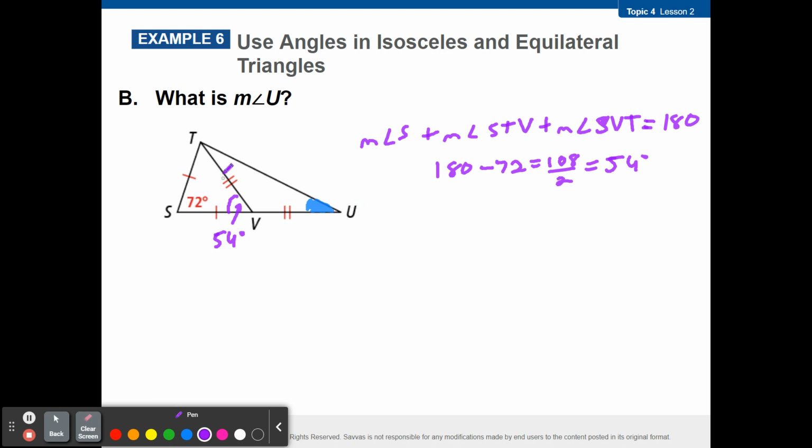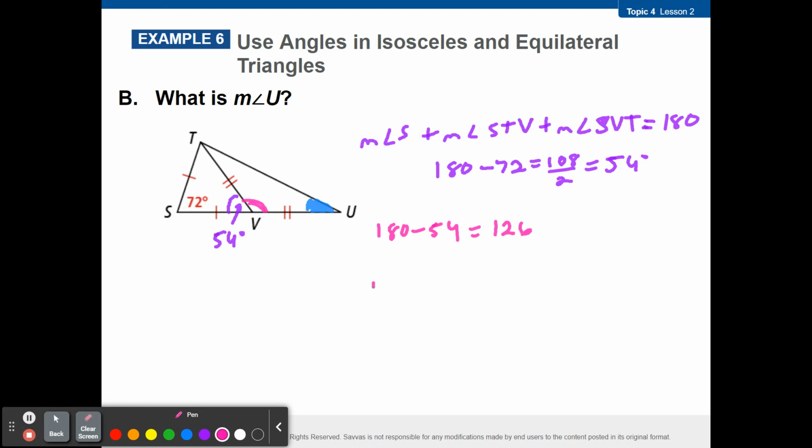Now I still need to find angle U, so I'm focusing in on this triangle. I need to find this angle. How am I going to do that? These are a linear pair, right? So I'm going to have 180 minus 54, giving me this angle. Which gives me what? 126. Okay.